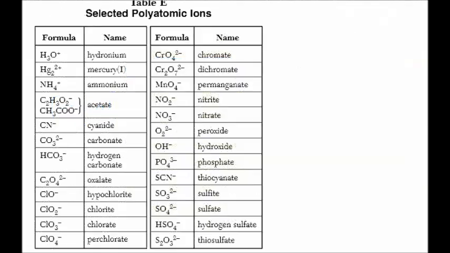In your periodic table, open up to Table E, and you will see this chart. This is the chart of polyatomic ions that we have to be able to work with for the Regents Chemistry class. So we see we have things like the carbonate ion, CO3 2-, a nitrate ion, NO3-.